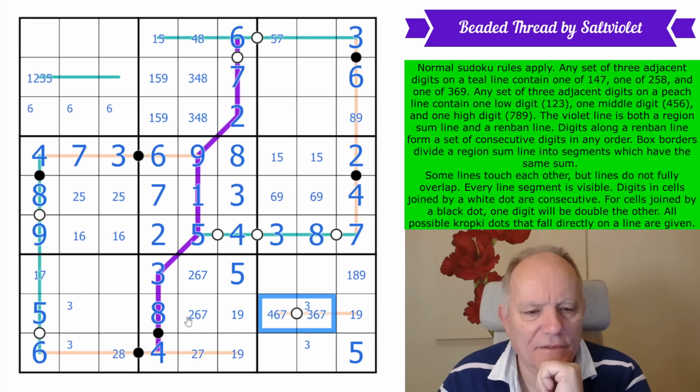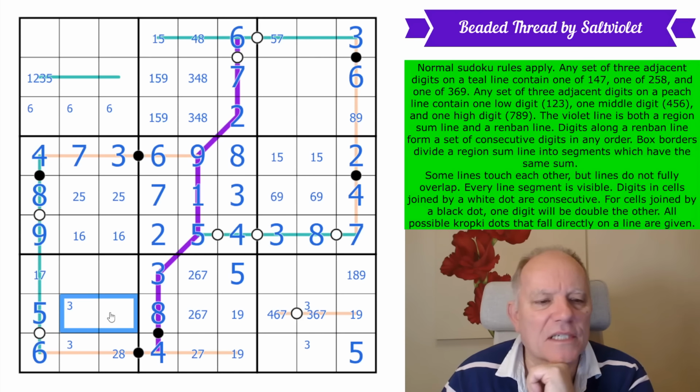If that's 6-7, this is 2, and that's a 3-4 pair. If that's 3-4, these are from 2-6-7. They would have to be 2-7.